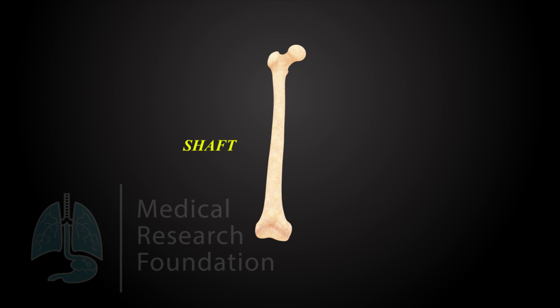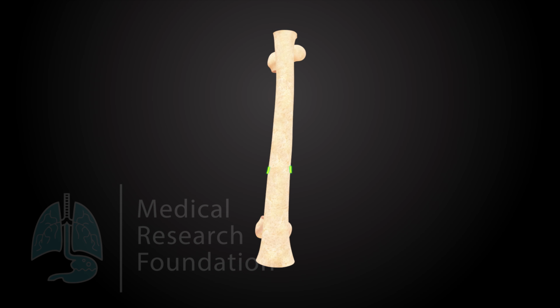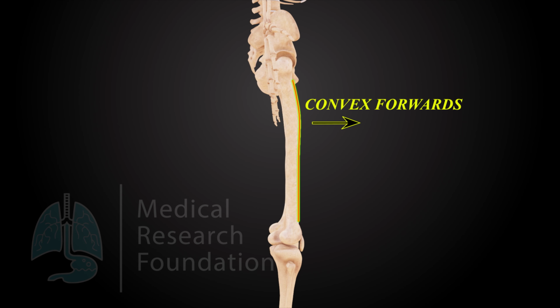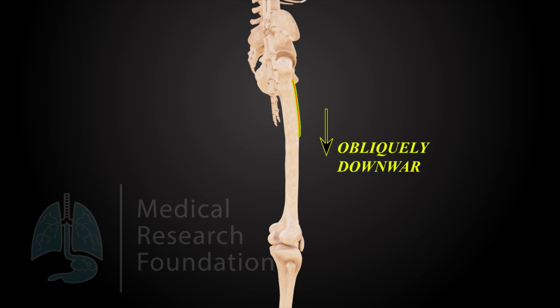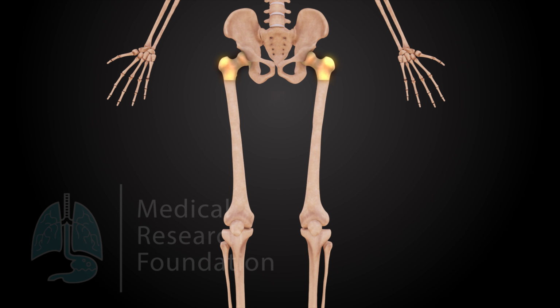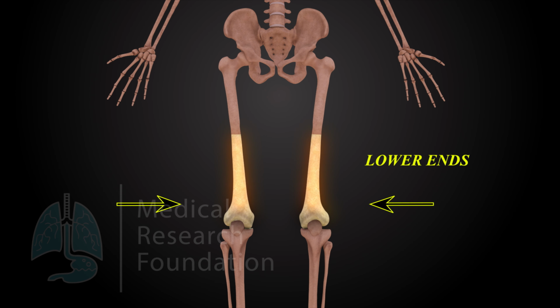Shaft. The shaft is more or less cylindrical. It is narrowest in the middle and is more expanded inferiorly than superiorly. It is convex forwards and is directed obliquely downwards and medially because the upper ends of the two femora are separated by the width of the pelvis, and their lower ends are close together.